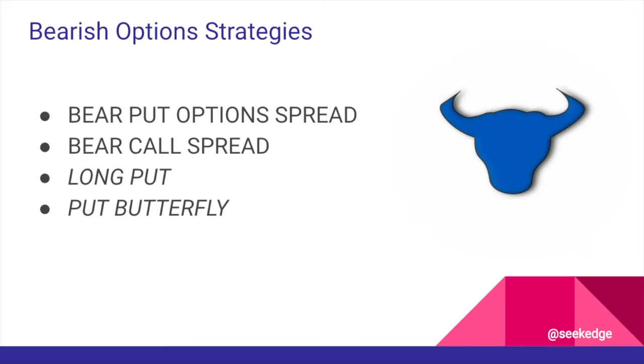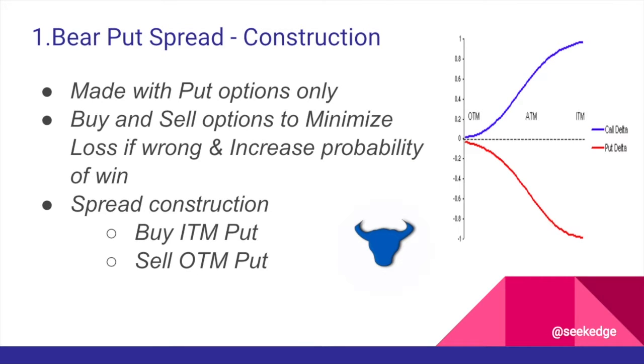Let's see what they are. So the first one is the bear put spread, right? As the name indicates, it is made only of put options.